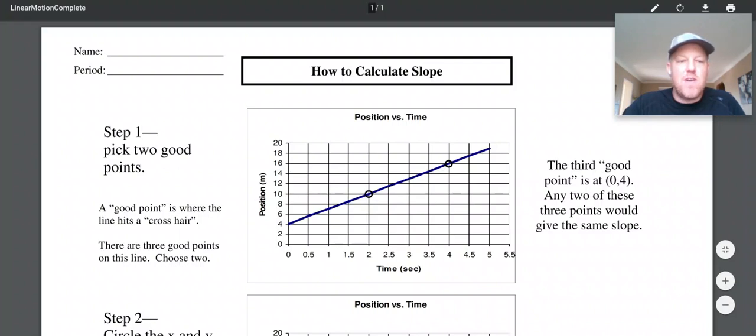The first step to that is to find two good points. A good point is any point on a line that lines up directly with values that are shown on the y-axis, the vertical axis, and the horizontal axis or the x-axis. These two are good points because you can see they line up with 16 and 4 here, and line up with 2 and 10. It's not some point like here where it doesn't directly cross a grid point on the graph, if that makes any sense. And so it explains, pick two good points.